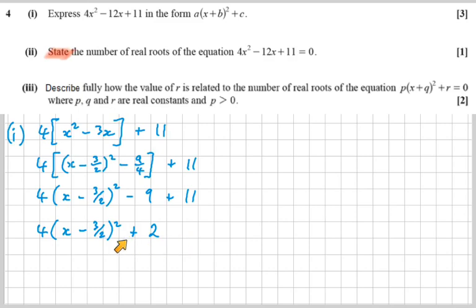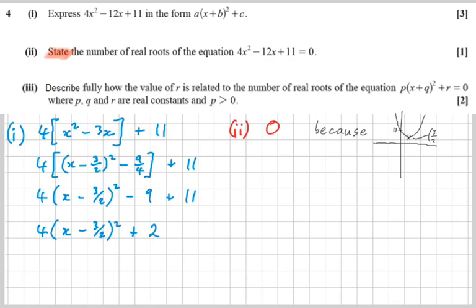Well, no, actually, because here we have a square thing, and square things are either positive or 0. They can never be negative. And so a 4 times a square thing, again, the minimum that can be is 0. And then we're adding 2 to it. So the minimum this whole expression can be is 2. So can this expression equal 0? No. So there are 0 real roots.